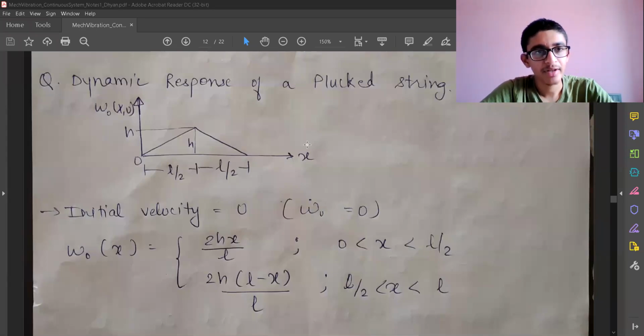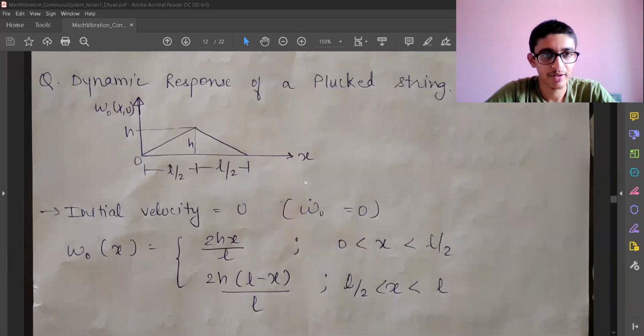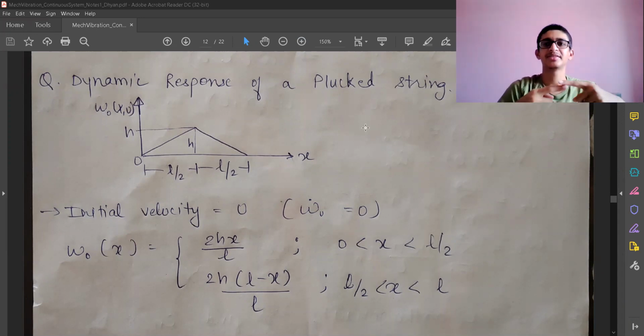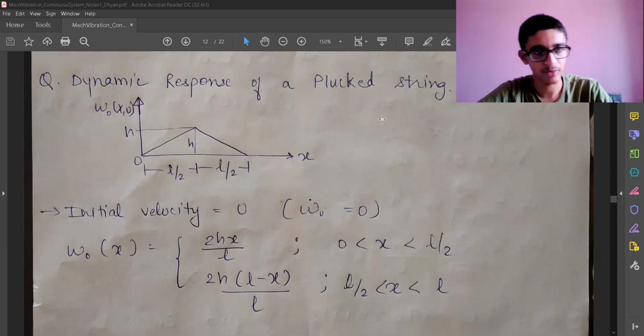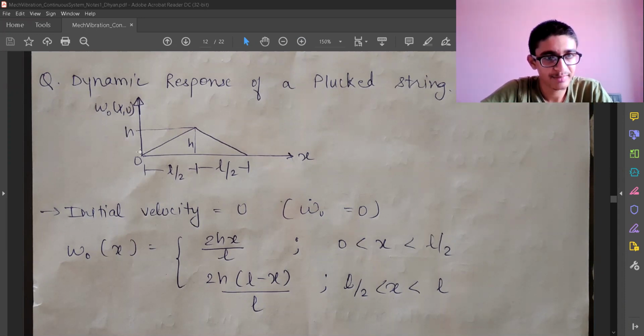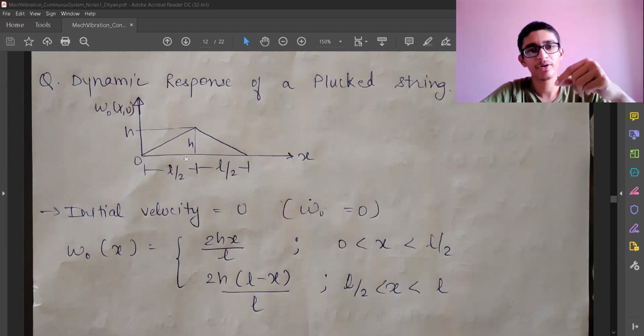Okay, so let's look at another question, a numerical question on transverse vibration on a string. We need to find the dynamic response of the plucked string. Plucked string means a string was given like this, and we have plucked it from the center, as shown over here. The height to which it is plucked is h, the length of the string is L, and it is plucked from the midpoint of the string.